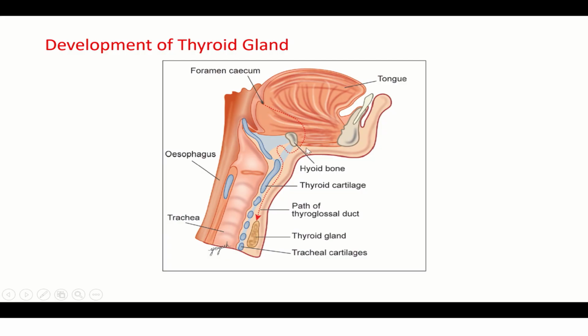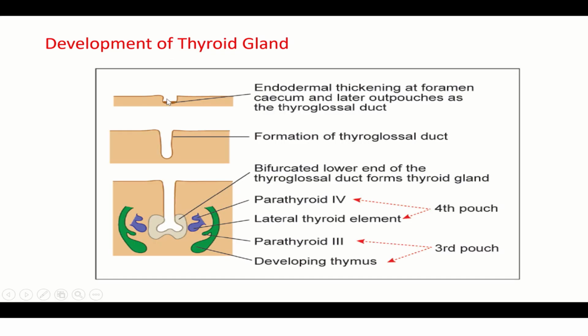You can see this is the line of migration of the thyroglossal duct, and this is the normal position of the thyroid gland. Along this line, anywhere the thyroid gland descent can get arrested and result in an abnormal position of the thyroid gland. You can see here the endodermal thickening at the foramen cecum and lateral outpouchings as the thyroglossal duct. You can see the splitting of the thyroglossal duct into two buds, and the lateral thyroid element from the caudal pharyngeal complex is fusing with this thyroglossal duct component.